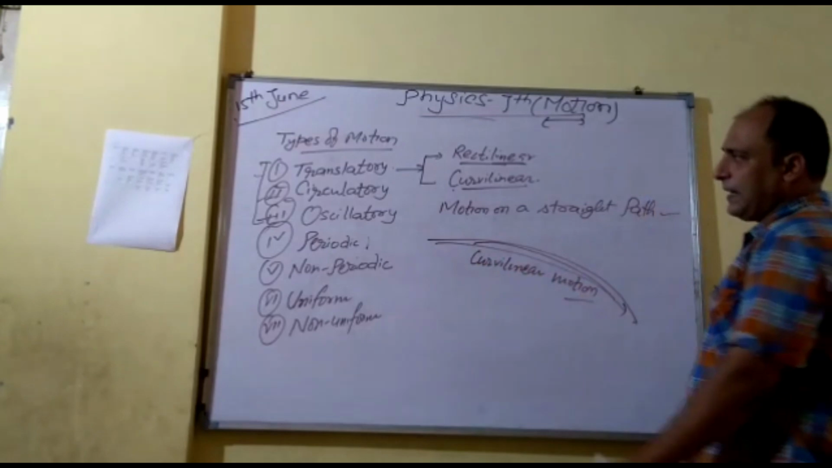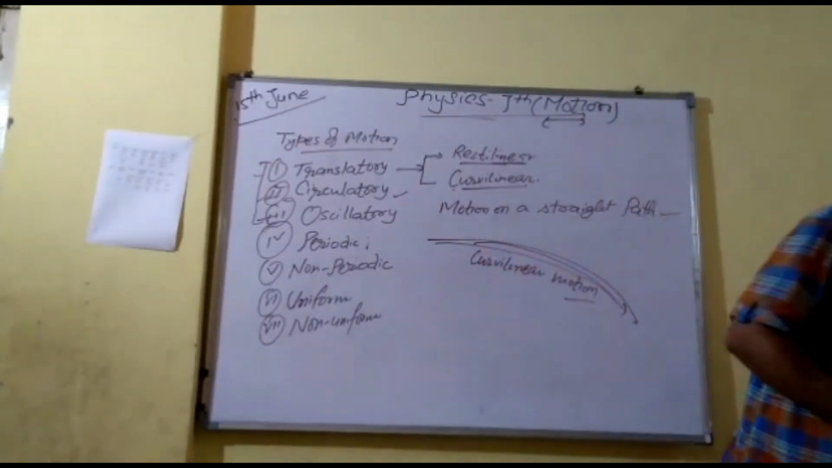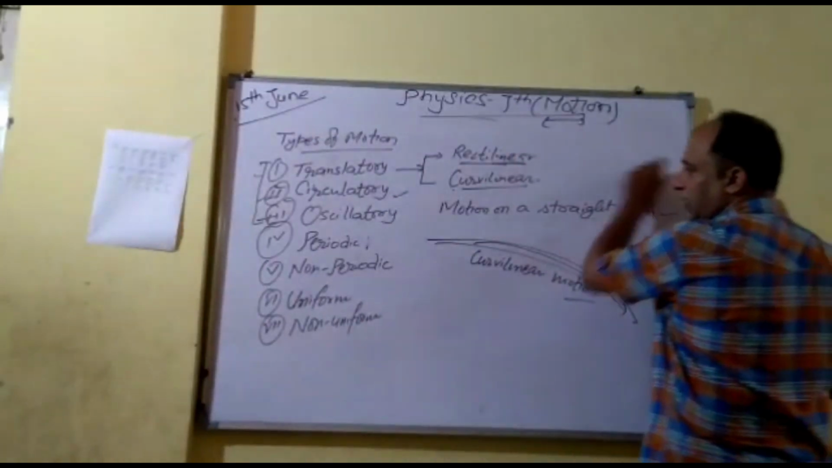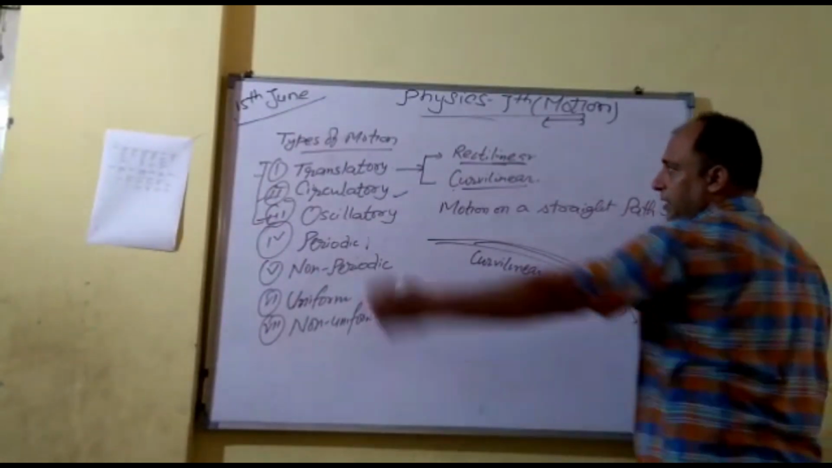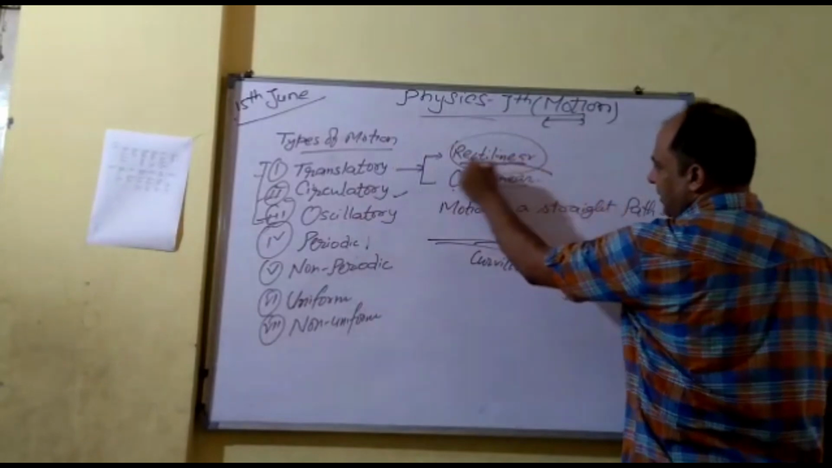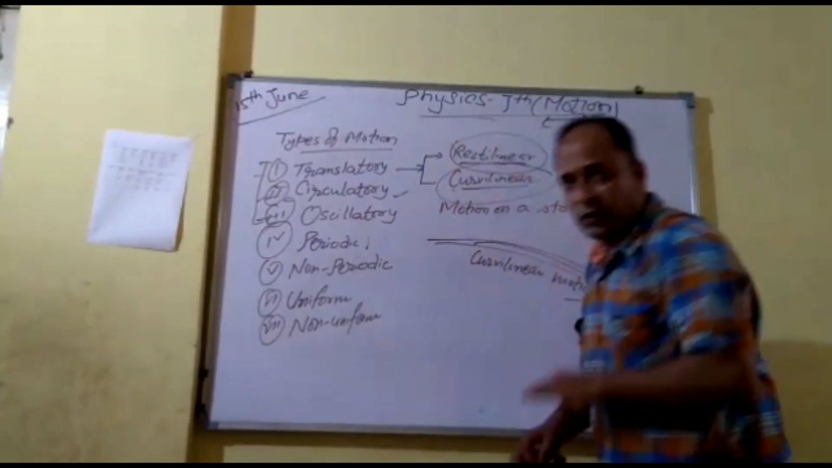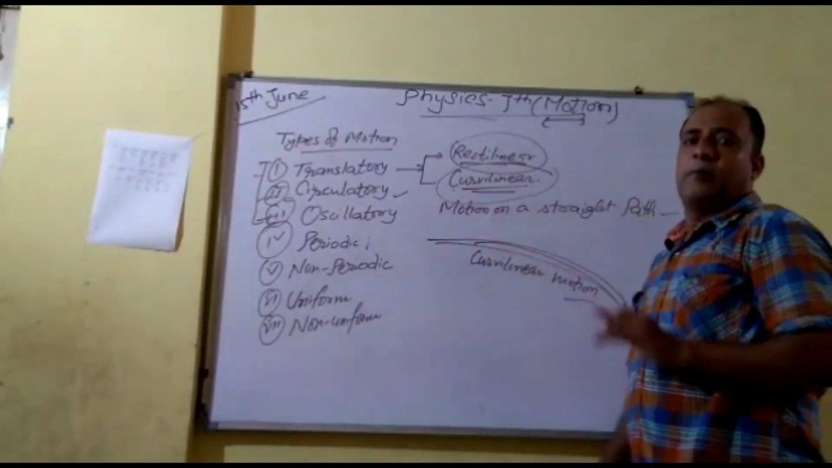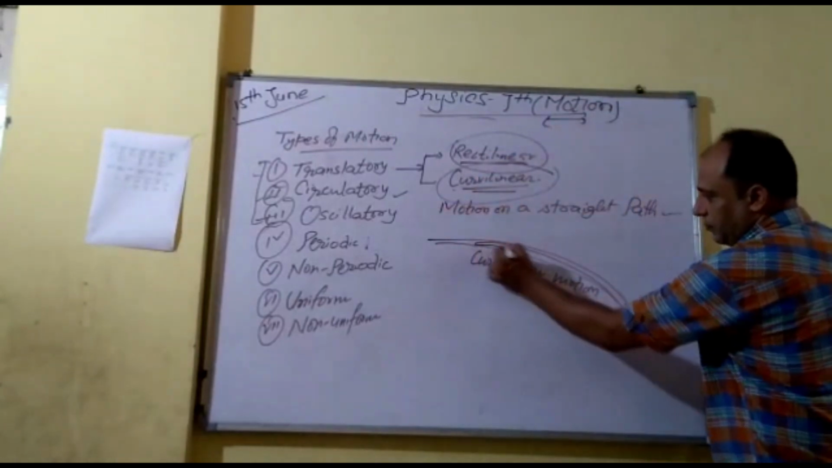Okay. Second is circulatory motion. What is the meaning of circulatory motion now? Look. See, translatory motion, motion on a straight path, is of two types. One is the rectilinear motion. Another is curvilinear motion. So rectilinear means totally on a straight path, and curvilinear means motion that looks like a straight path but is on a curved path like this.